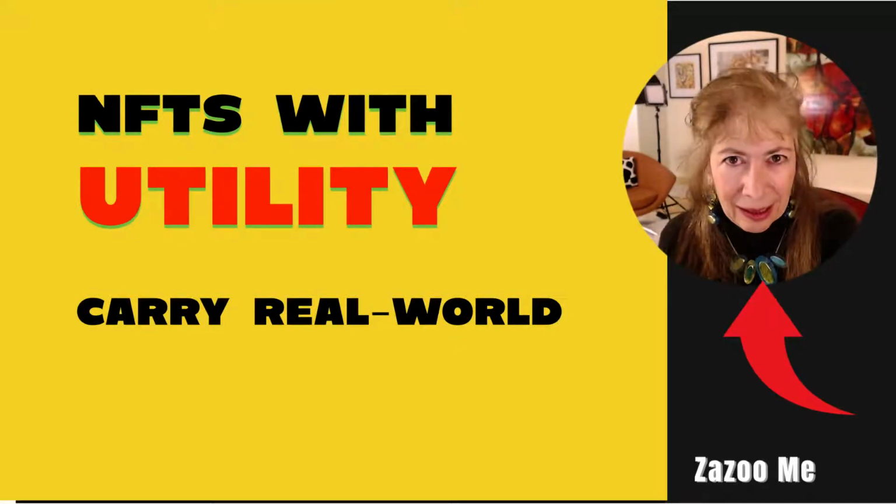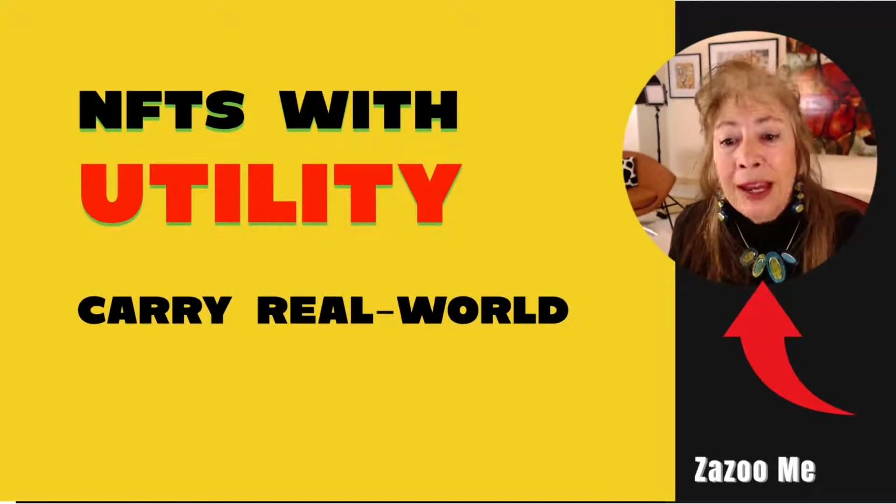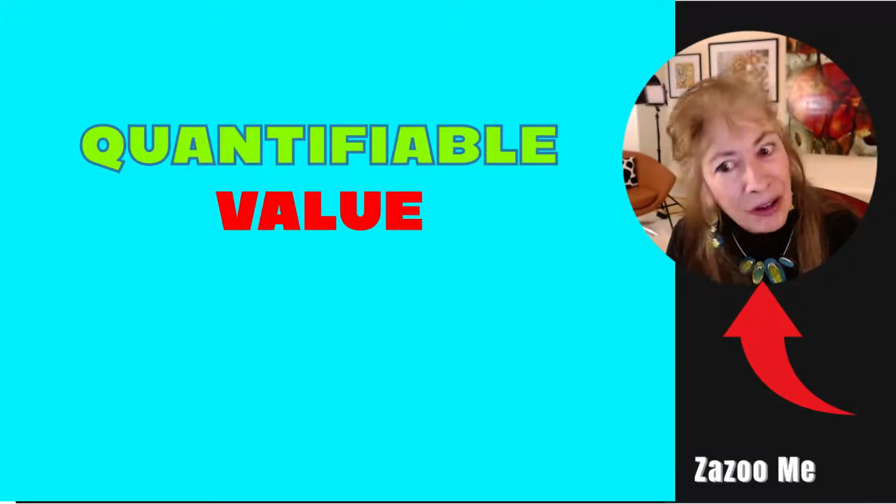NFTs with utility. What gives them utility is that they have real world, quantifiable value. If you want to use an NFT with utility to give value to people purchasing it, you want to be able to say to them, literally, you buy this NFT and physically you will get in your hands not just the digital NFT art, but the physical print. And this is where it gives specific, determined, real world value. That is what differentiates an NFT without utility from an NFT with utility. And this is what it's all about. So quantifiable value. Huge, right?